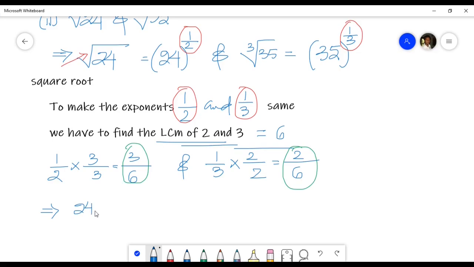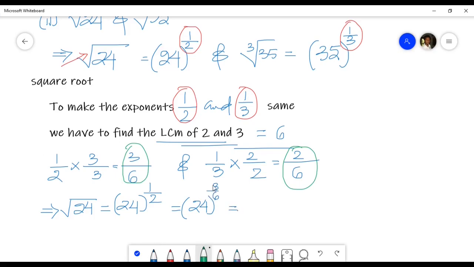Let me write down the first term. What was the first term? Square root 24, right? And it was converted to fractional exponent as 24 to the power 1 by 2. Because there is no index written, that's why I have told you that it will be square 2. And just a while ago we found the value of 1 by 2, and we have found it as 3 by 6.